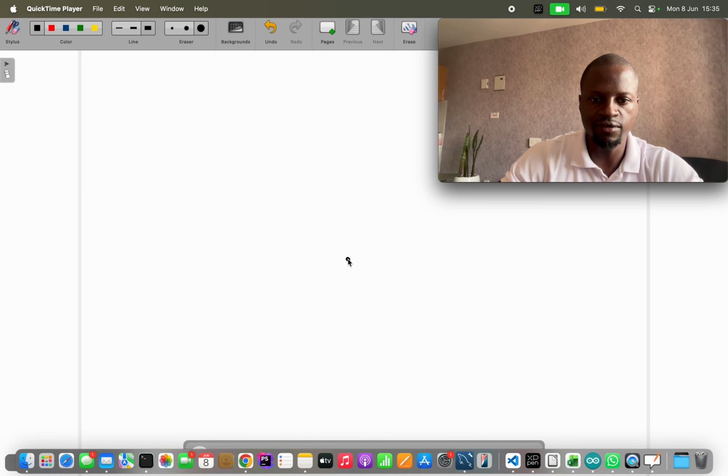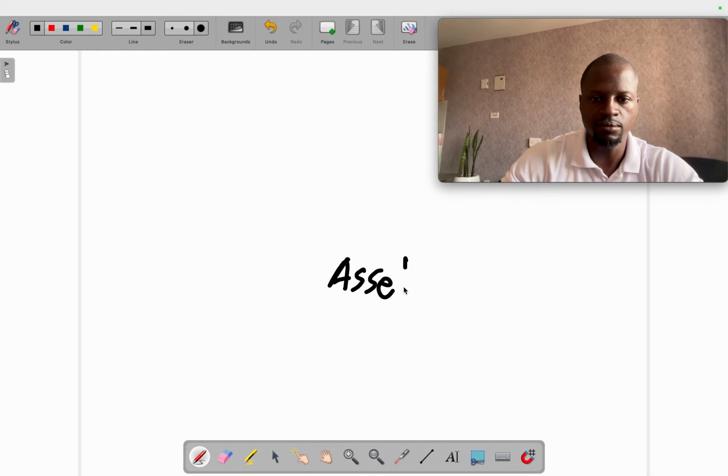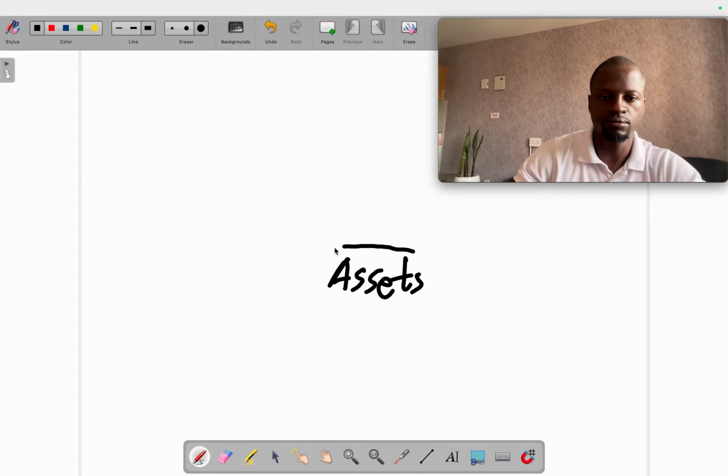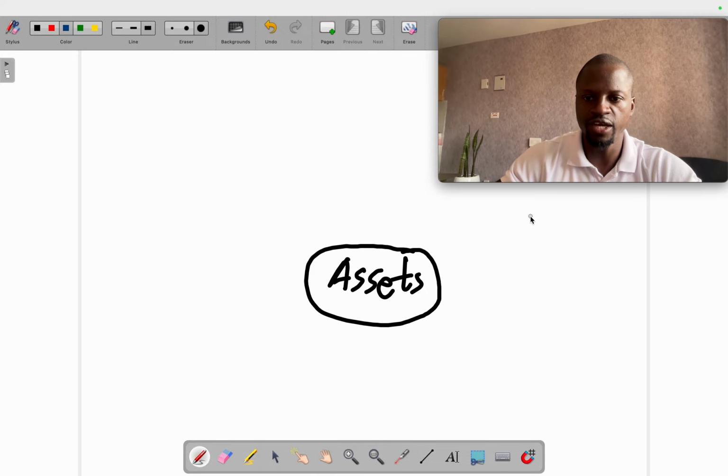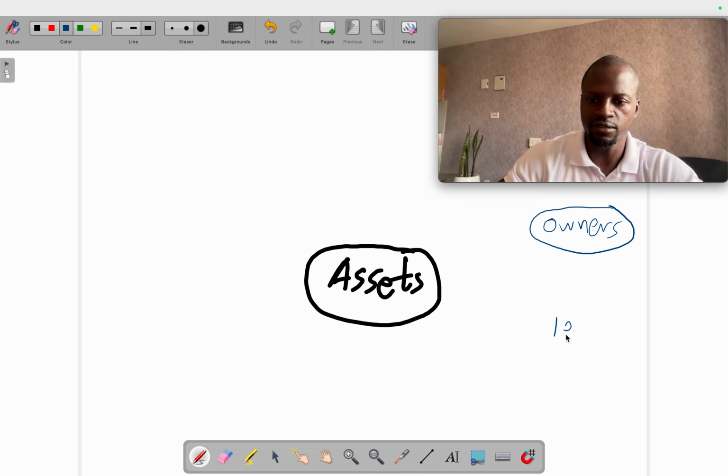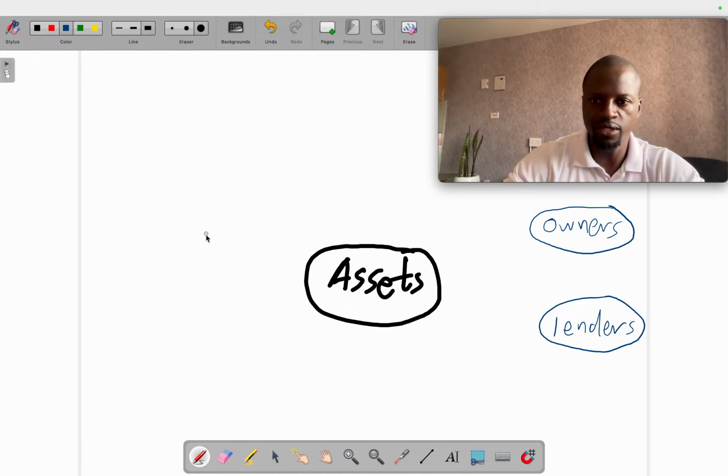So, at the center, we have assets. On the right, we have owners. You can also call them capital. And we have lenders, such as banks. You can also call them liability. So liability is not necessarily a bad thing, just another source of assets.